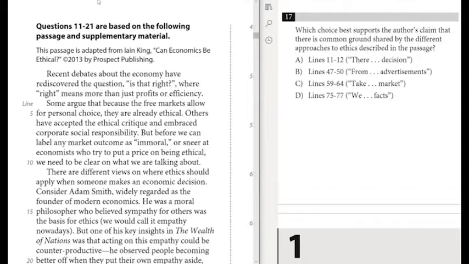Question 17. Which choice best supports the author's claim that there is common ground shared by the different approaches to ethics described in the passage? We already have dealt with the overall structure of the passage, which in the first paragraphs talks about just the overall idea of the ethics of economics. And paragraph by paragraph, starting on line 11, gives us 3 different paragraphs talking about 3 different approaches. So the idea that the 3 approaches are going to be shared with each other or have common ground, I don't think it's really likely to happen toward the beginning of the passage. So that's just my hunch, but we could be wrong.